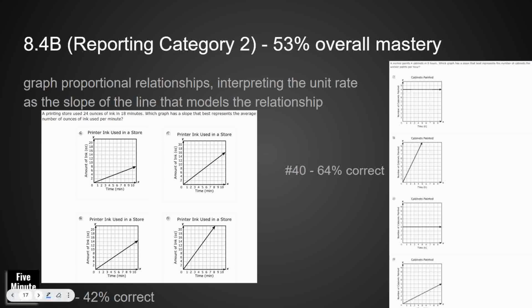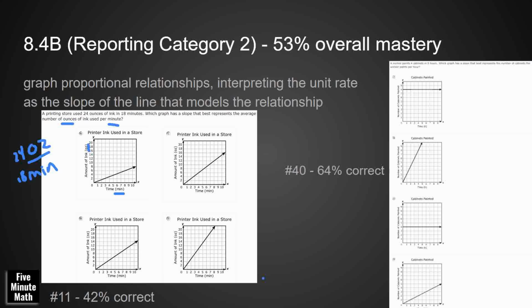8.4b, we are graphing proportional relationships, interpreting the unit rate as the slope. So as you can tell, we did pretty well on number 40, but on this other one, we did not. So let's take a look at number 11. So we've got 24 ounces of milk in 18 minutes. And they give us ounces per minute. So when you say ounces per minute, they're giving you the slope right there. Ounces are your y, your minutes are your x. So how many ounces do we have? 24. How many minutes do we have? 18. That's what they give us.